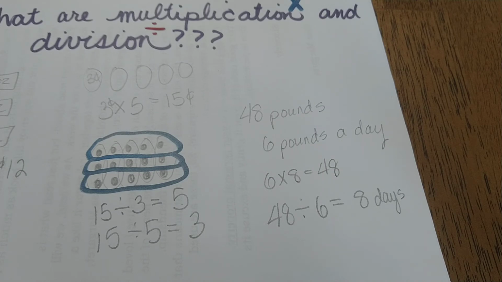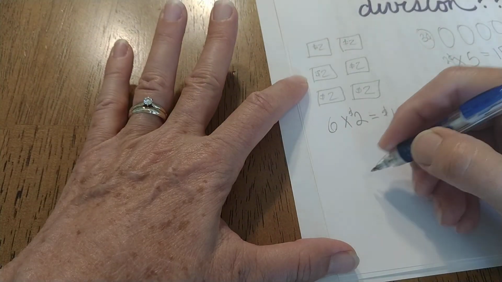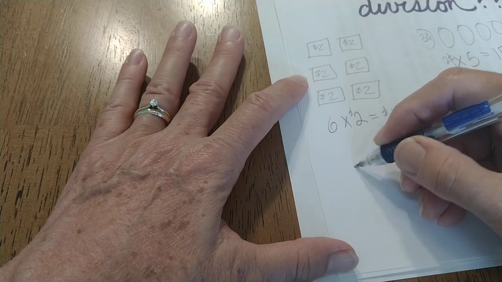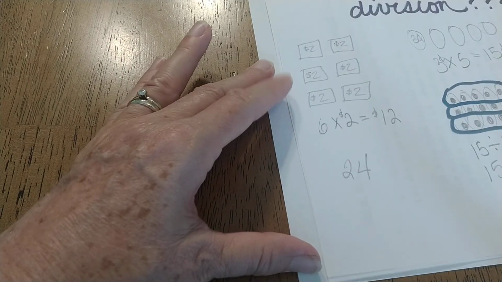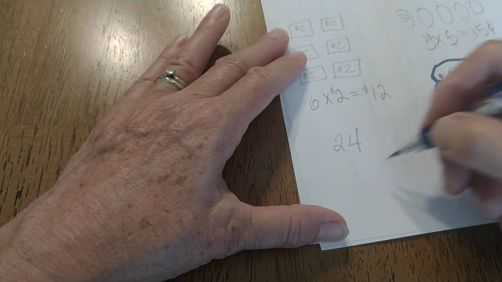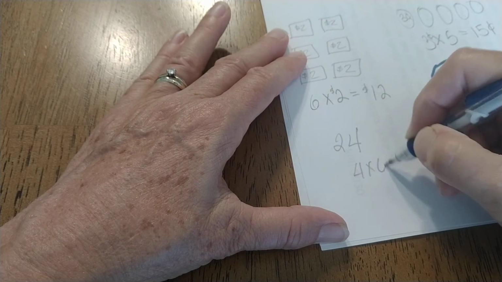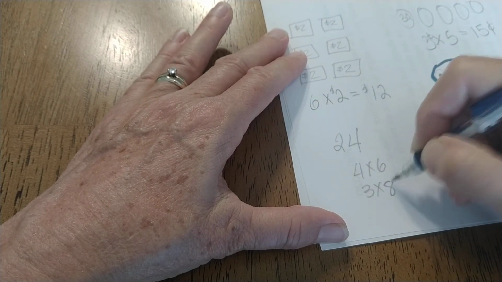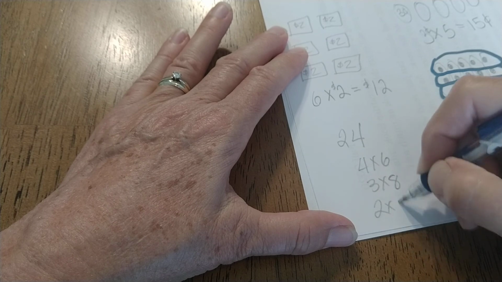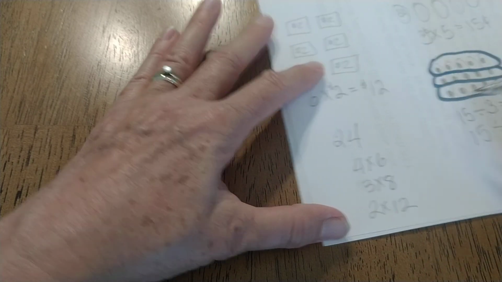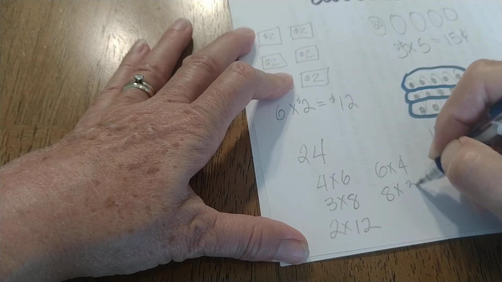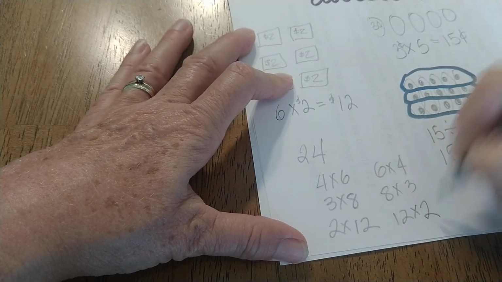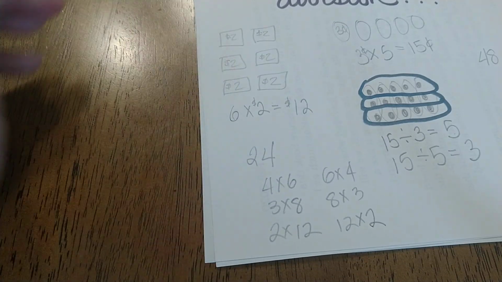If you know, when you look at a number like, let's say 24, that should immediately bring to mind 4 times 6, 3 times 8, 2 times 12, and then the reverse ones, 6 times 4, 8 times 3, and 12 times 2. Look at all the different ways you can cut 24 up.